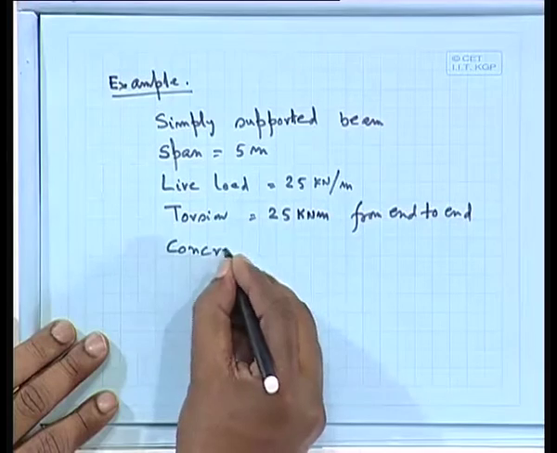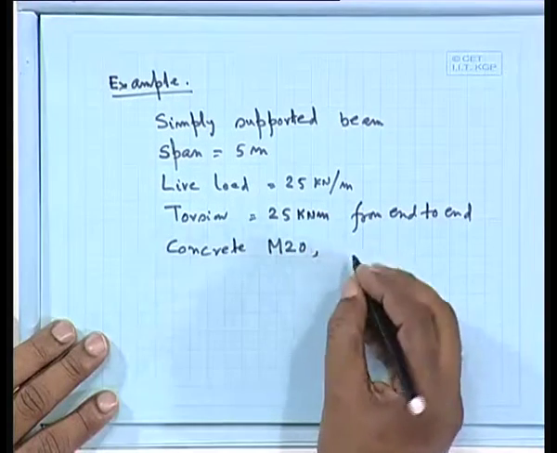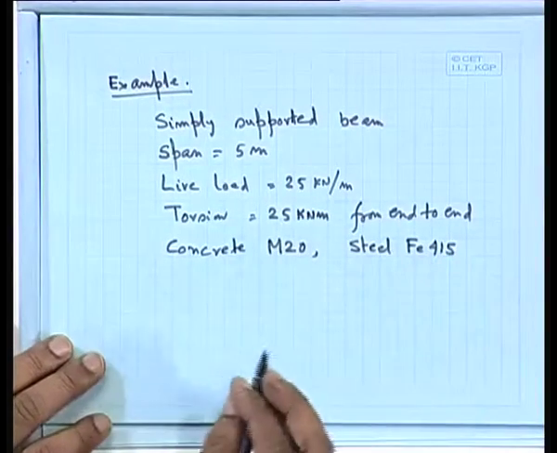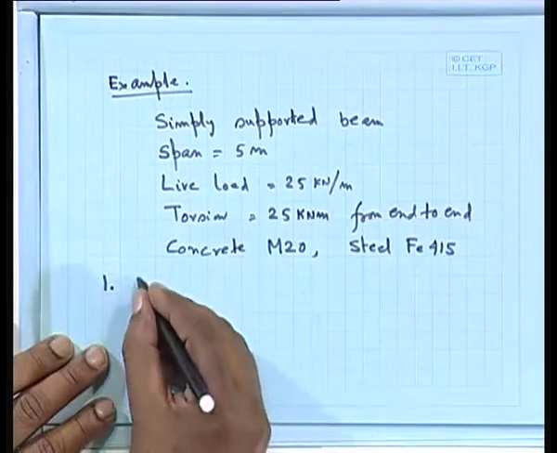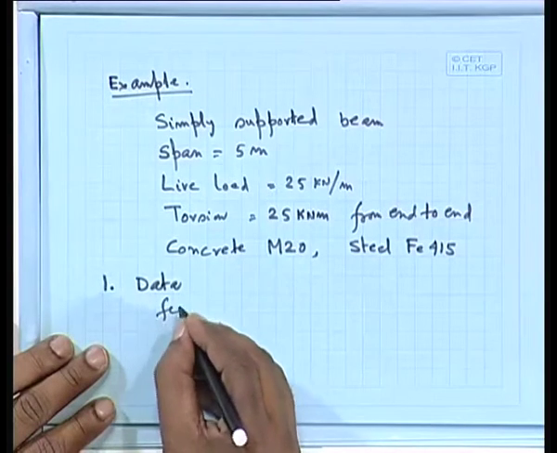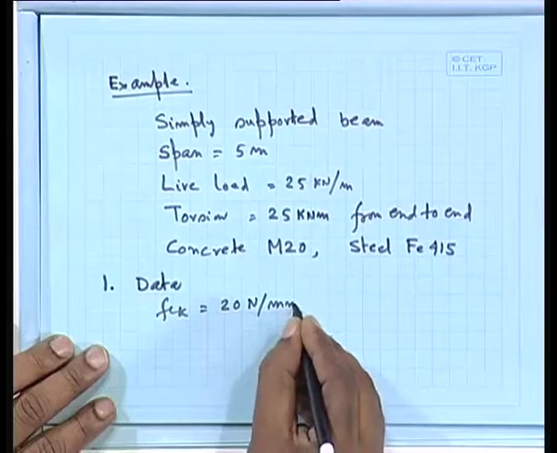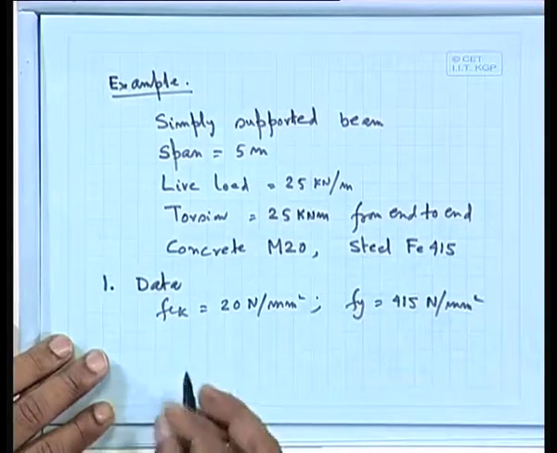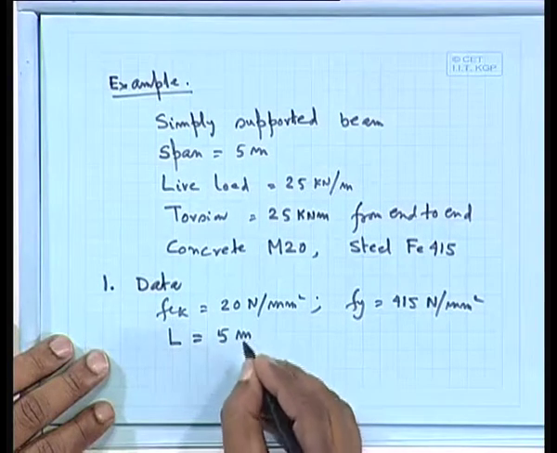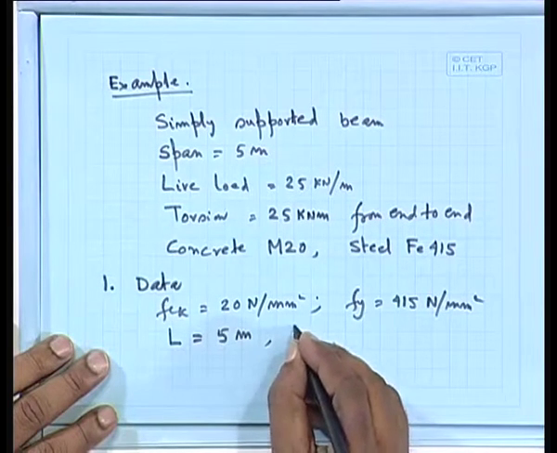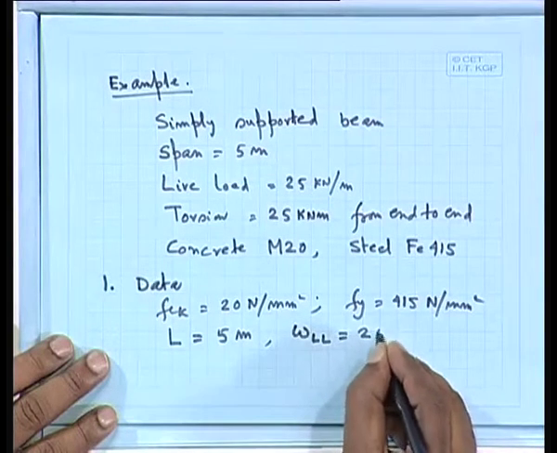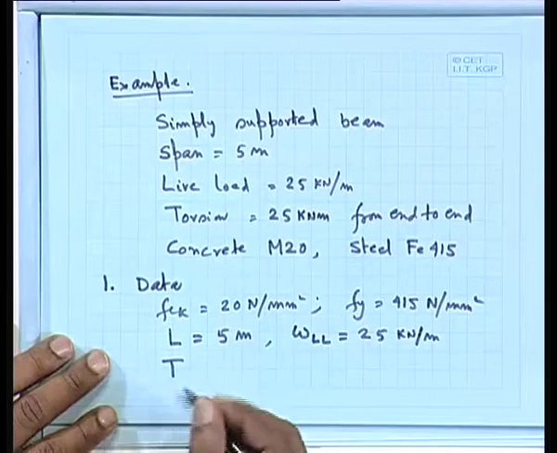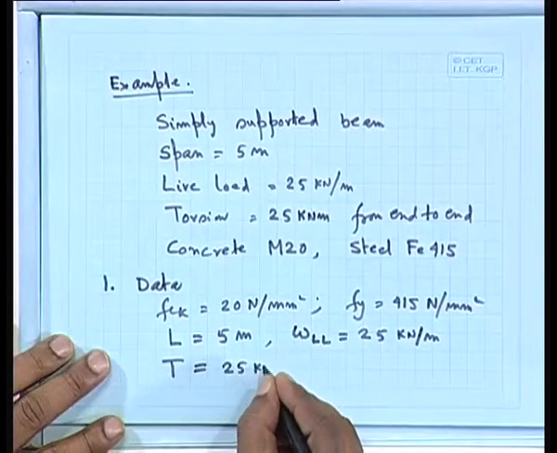Concrete M20, steel Fe415. So, data given: fck 20 Newton per square millimeter, fy 415 Newton per square millimeter, L effective span, say here we can take it 5 meter, live load or WLL, say live load 25 kilonewton per meter, T unfactored, not the design one, T given as 25 kilonewton meter.